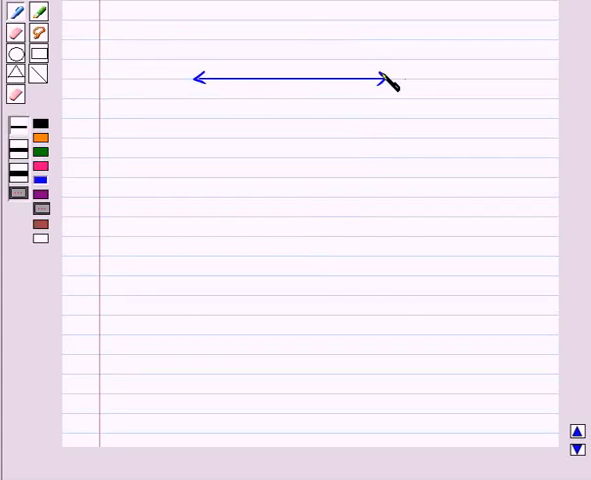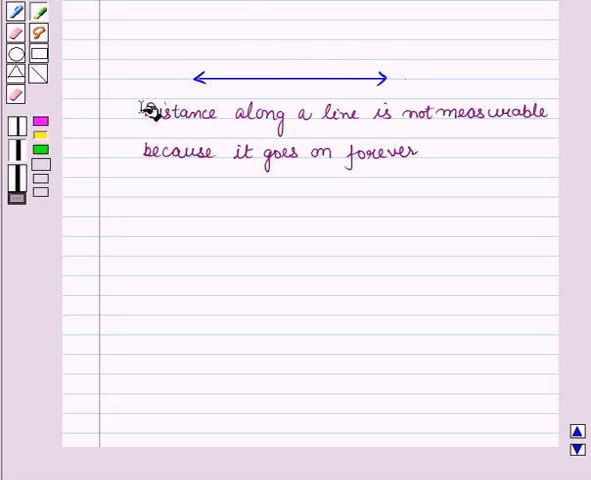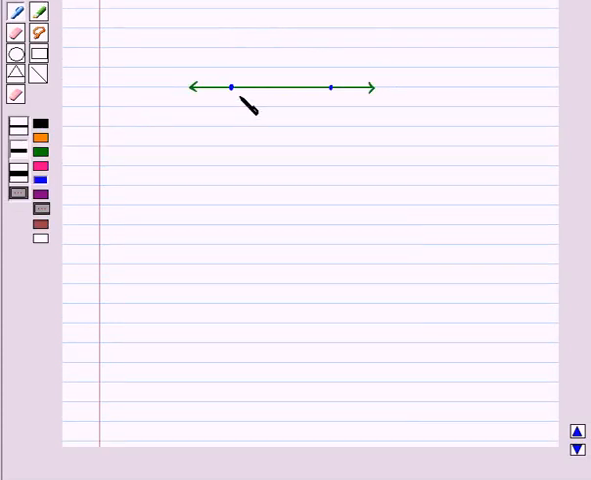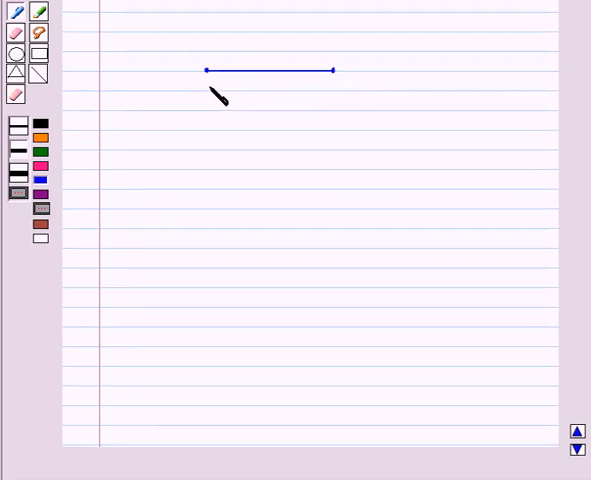A line is made up of points that has no thickness or width and goes on forever. Since line is endless, we cannot find the distance along the line. Thus, distance along a line is not measurable because it goes on forever. But we can measure distance between any two points on a line. That is, we can find length of line segment which can give us the distance between two points on a line.